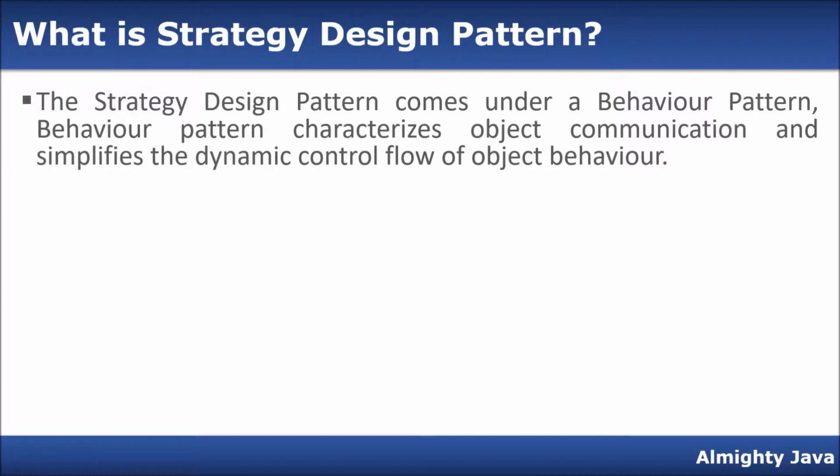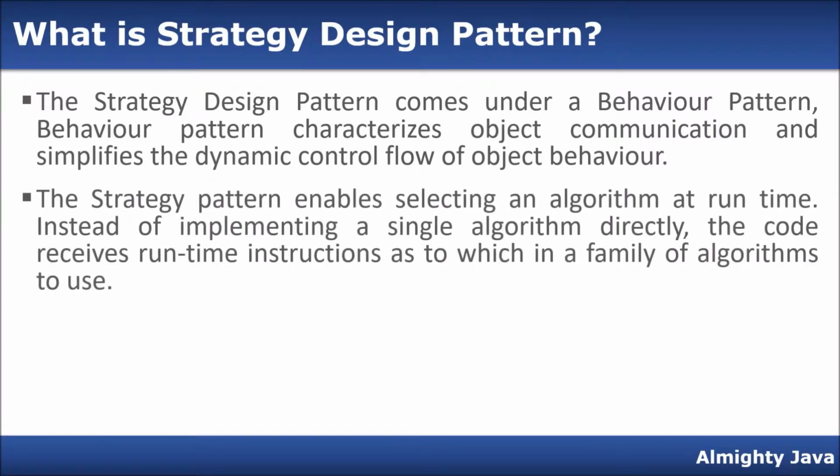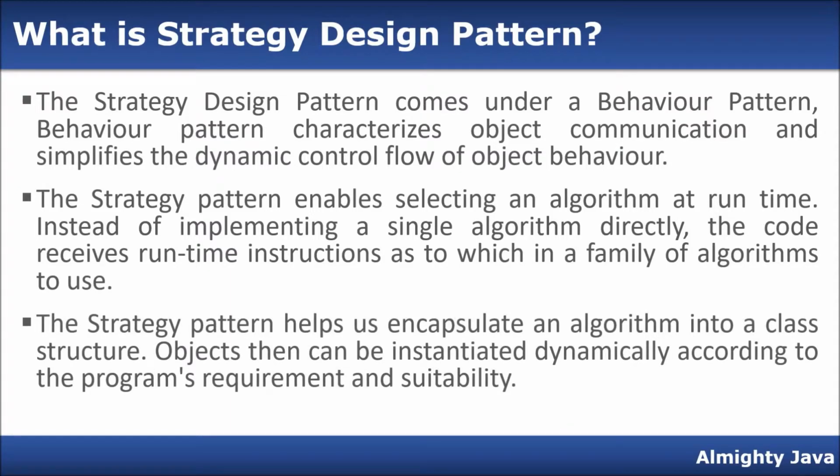The strategy design pattern comes under a behavior pattern. Behavior pattern categorizes object communication and simplifies the dynamic control flow of object behavior. The strategy pattern enables selecting an algorithm at runtime. Instead of implementing a simple algorithm directly, the code receives runtime instructions as to which in a family of algorithms to use. The strategy pattern helps us encapsulate an algorithm into a class structure. Objects then can be instantiated dynamically according to the program's requirement and suitability.